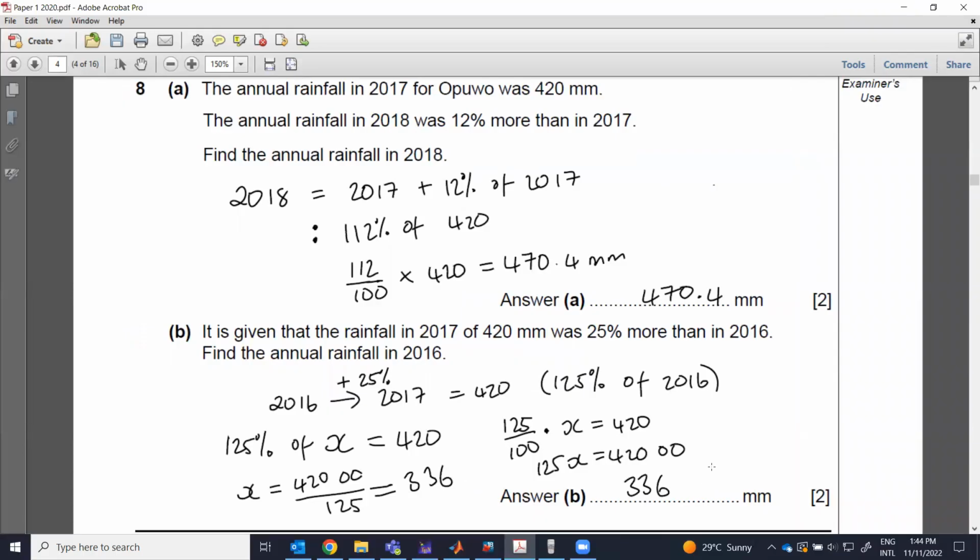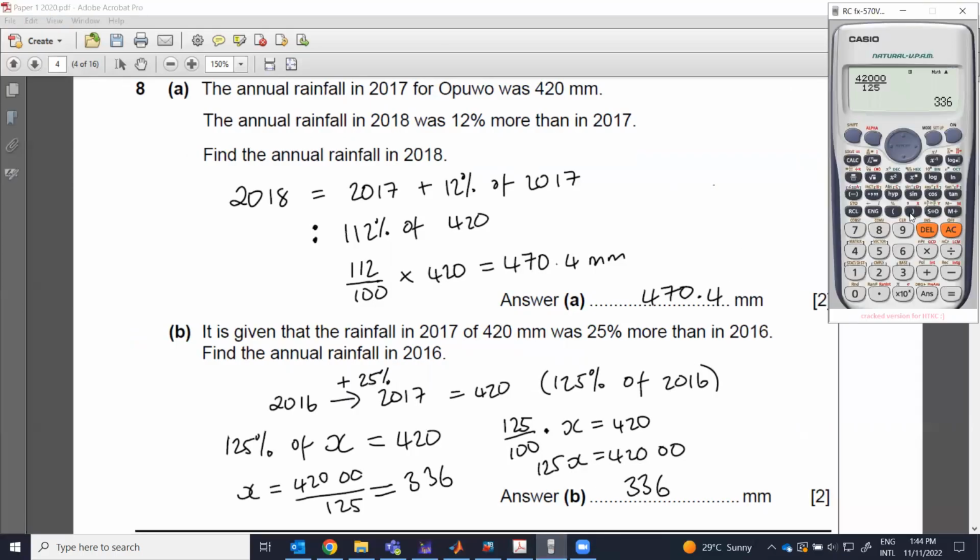Okay, so you could also try it. First, find 25% of 336. Let's see on our calculator. So we say times 0.25, times... okay, that's 84, and then you add 336 and it'll give you 420.